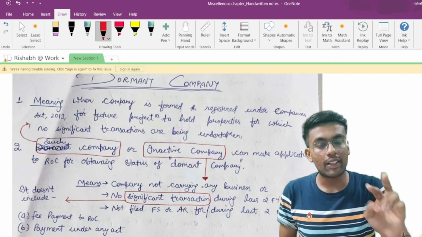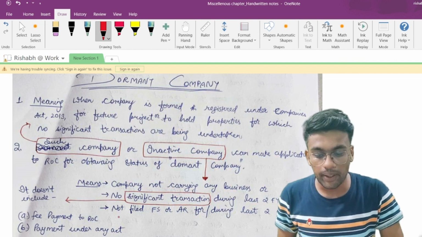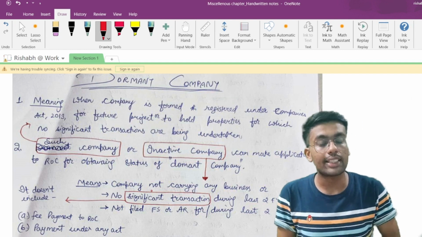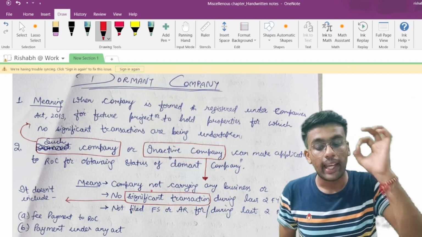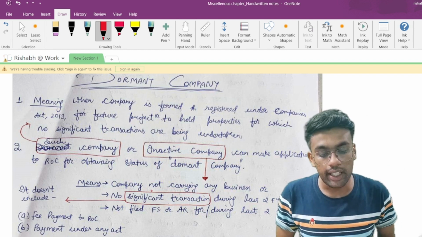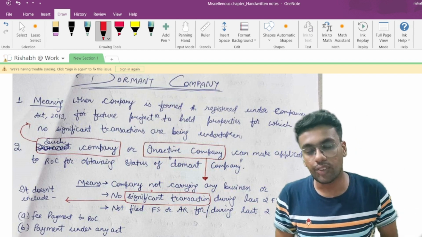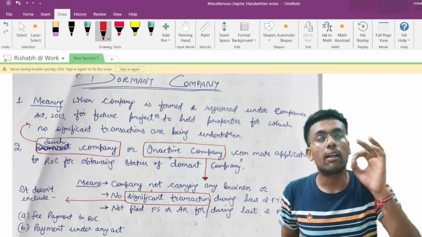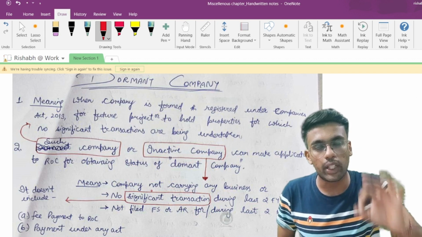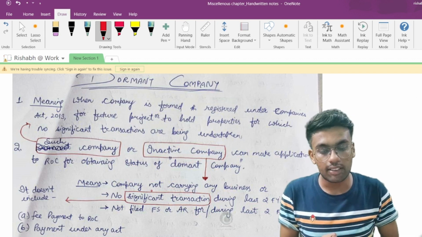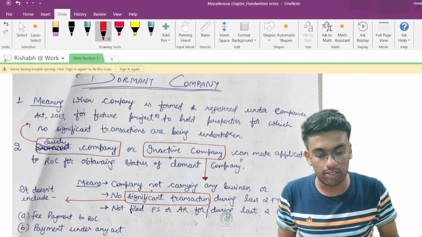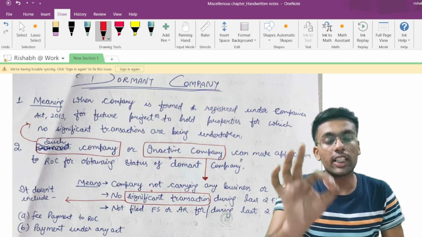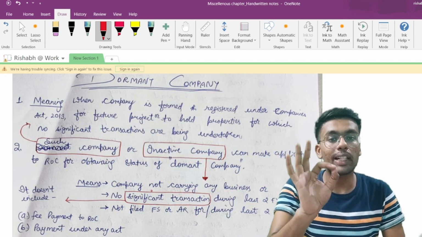Now, a dormant company and an inactive company are different. So, what is an inactive company? It means a company that is not carrying on any business, or has no significant transactions during the last 2 financial years, or has not filed financial statements or the audit report, annual report under sections 92 and 137 of the Companies Act 2013 respectively, for the 2 consecutive preceding financial years.